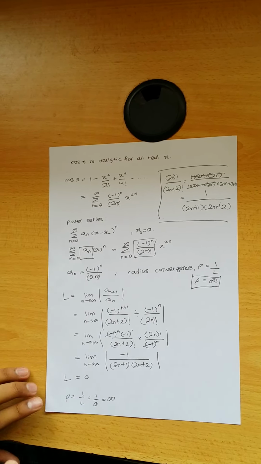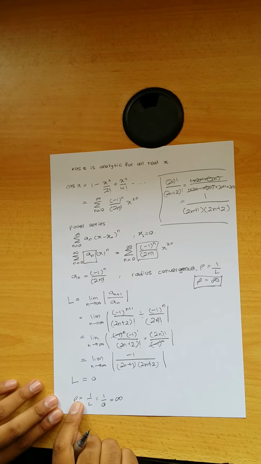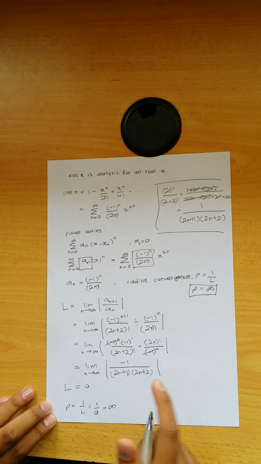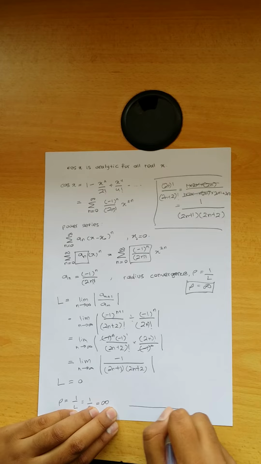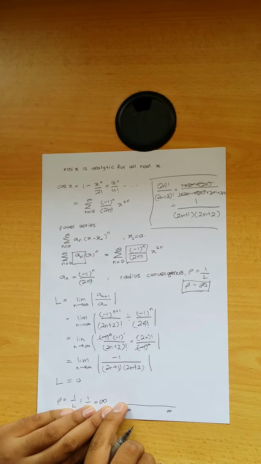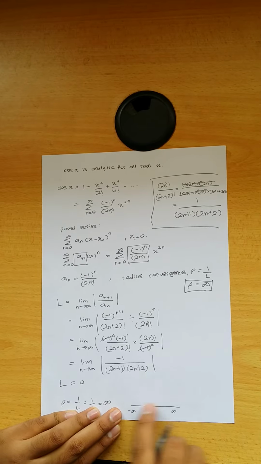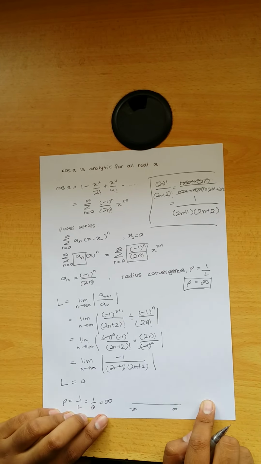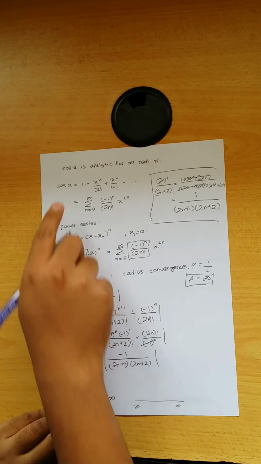From the value of rho equal to infinity, we know that the interval is from negative infinity up to infinity. Cosine x is differentiable on this whole line. So we can say that cosine x is analytic for all real x.